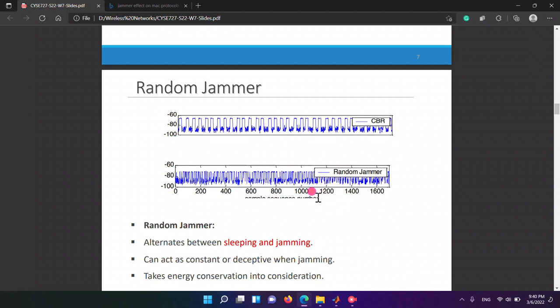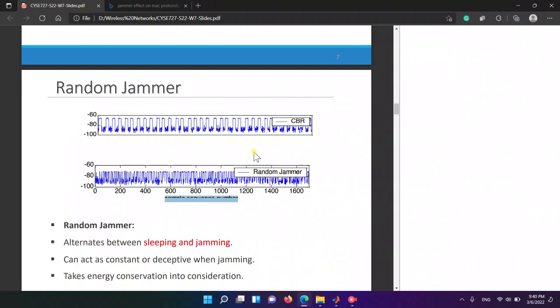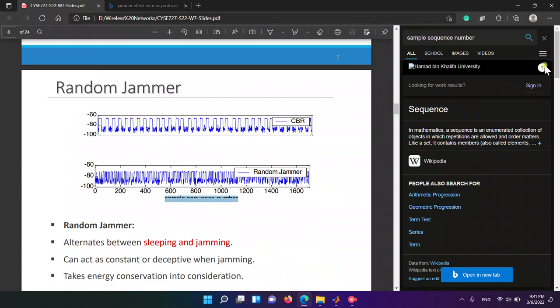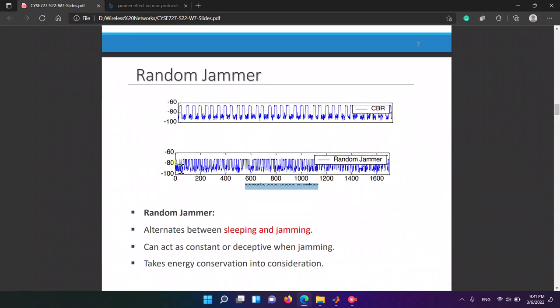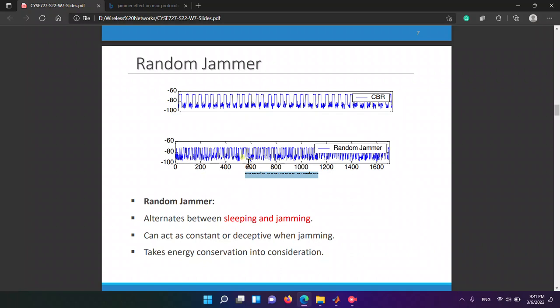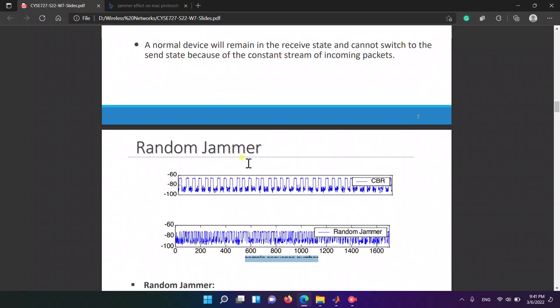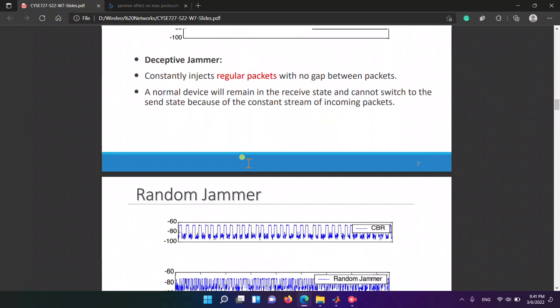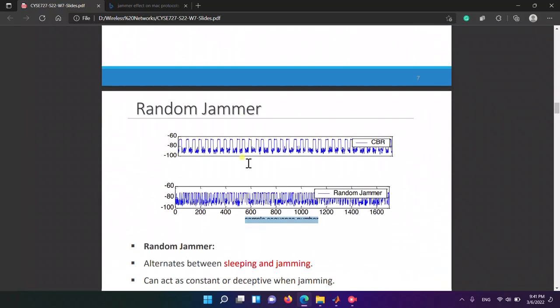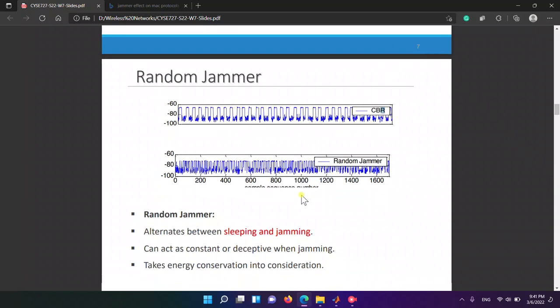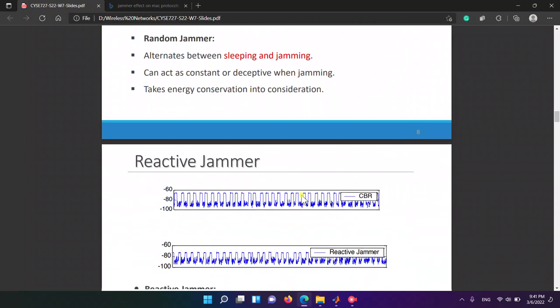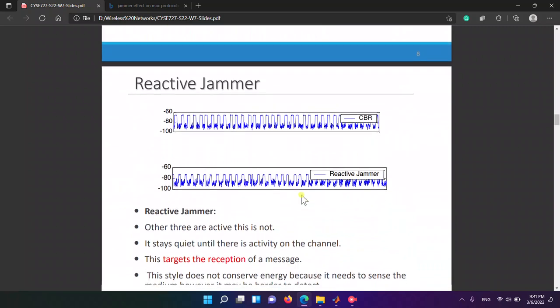What is this? Let's check. This is the sample sequence. Ah, okay, it's just the sequence number. So here, it's very constant. But here it sleeps and then goes up and then sleeps, so it's pretty zigzaggy. So a random jammer will also look random. Okay, what's meant by CBR, I wonder. Okay, so then we have a random jammer.